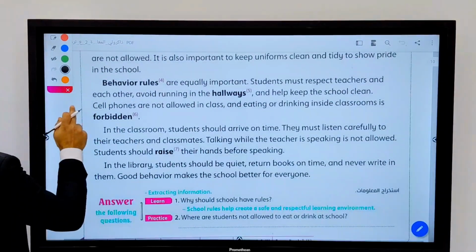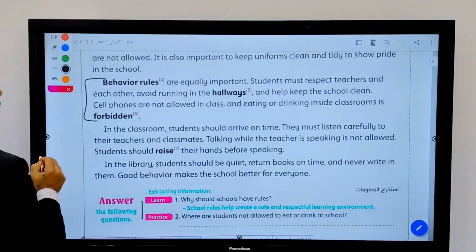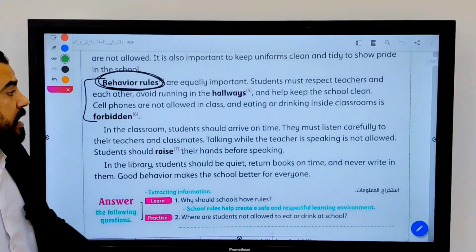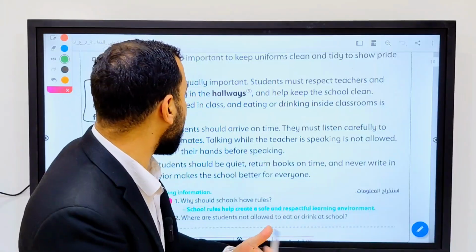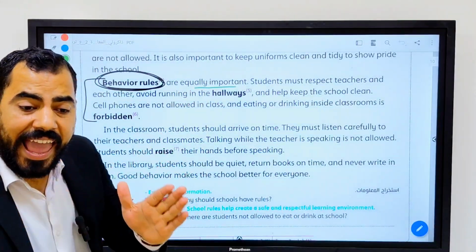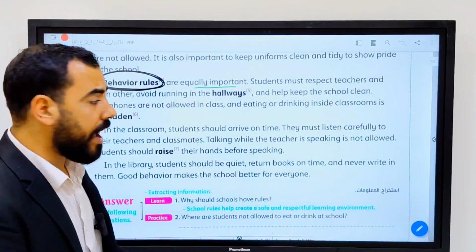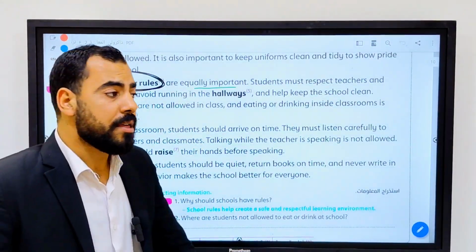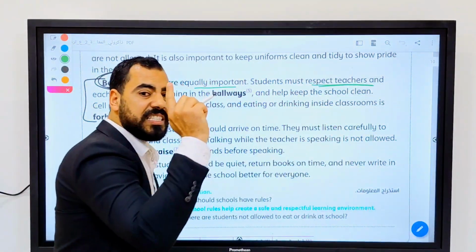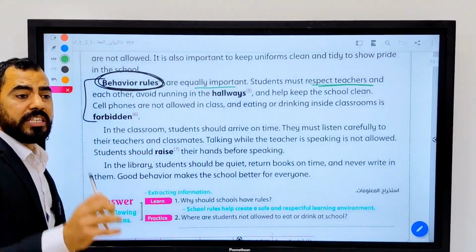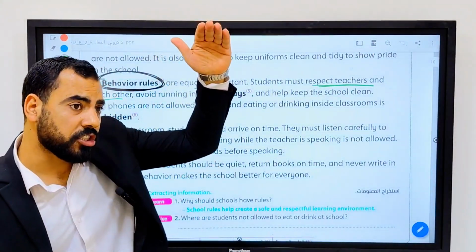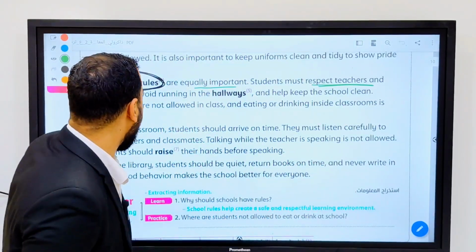Part number two is behavior rules. So the first part was the dress code, the second part is the behavior rules. Behavior rules are equally important. It's as important as the dress code. I think it's more important than the dress code. Students must respect teachers. This is step number one in the behavior rules. You have to respect your teacher and each other. So you respect your teacher first, after that you respect each other as students.